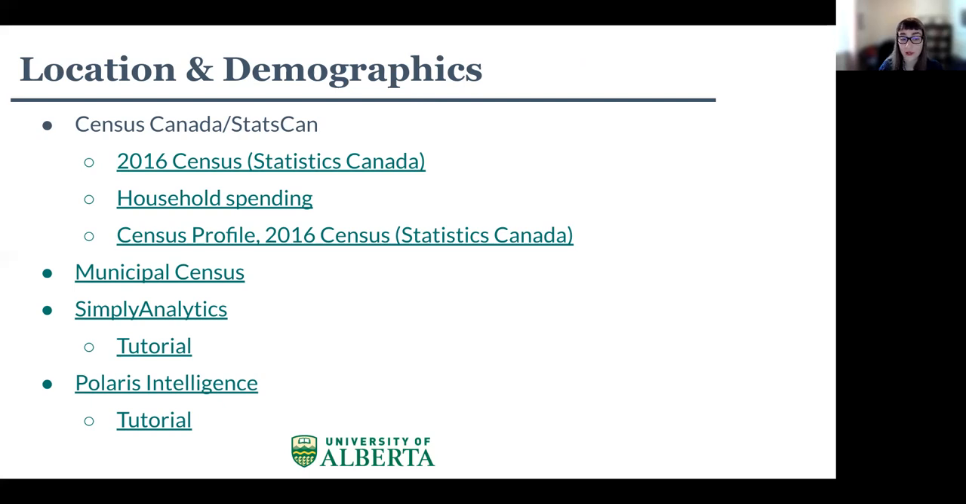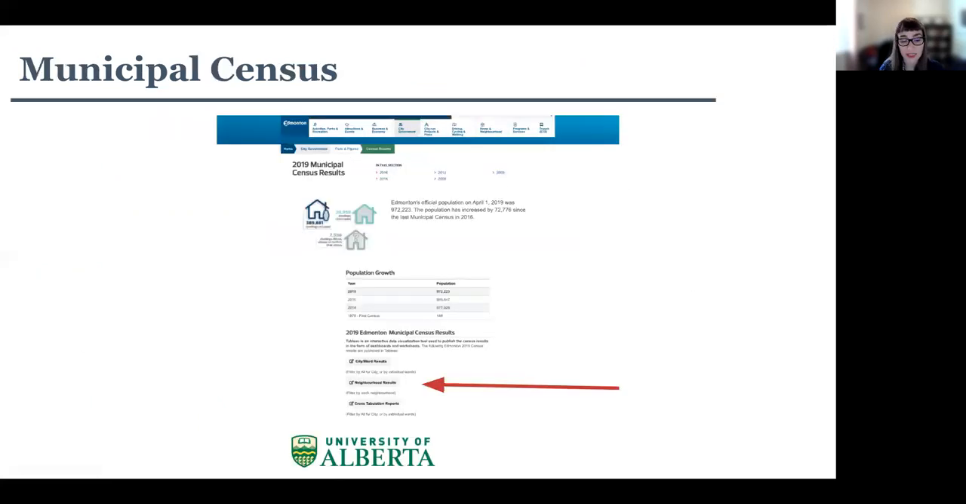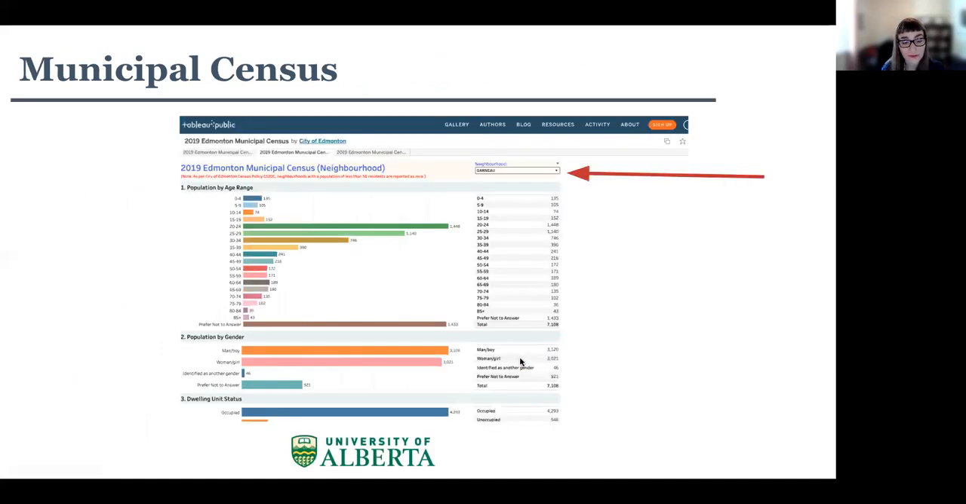I do want to show you the level of detail available even in the municipal census right here. So if you do go to the municipal census and you go to the home page, you can scroll down and click View Neighborhood Results. So for example, here I select Garneau as a neighborhood, and I get many demographic data about the population in this neighborhood.